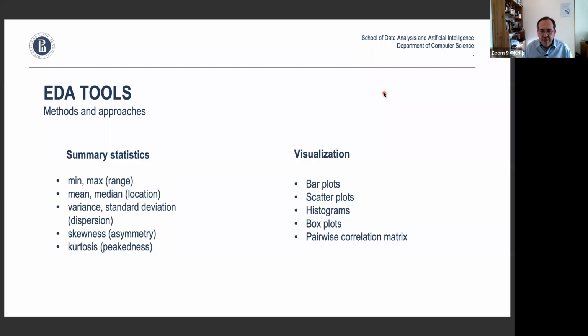So what methods can we use? Well, if we look at the summary statistics, for example, we're going to look at the range of the data. Whenever you get some sort of column or table, you want to understand what's the smallest value and the largest value, right? Then you might want to understand the mean and the median. You want to understand how spread the data is, right?